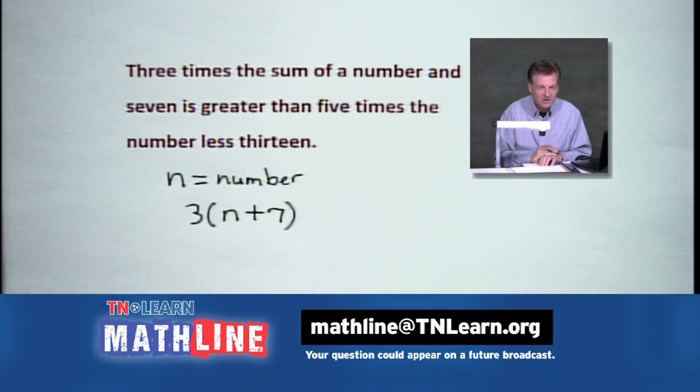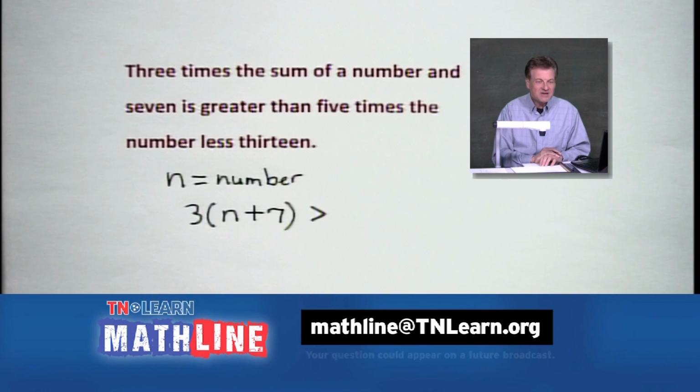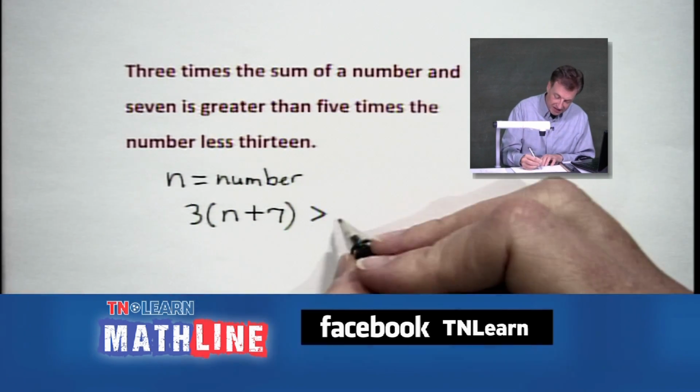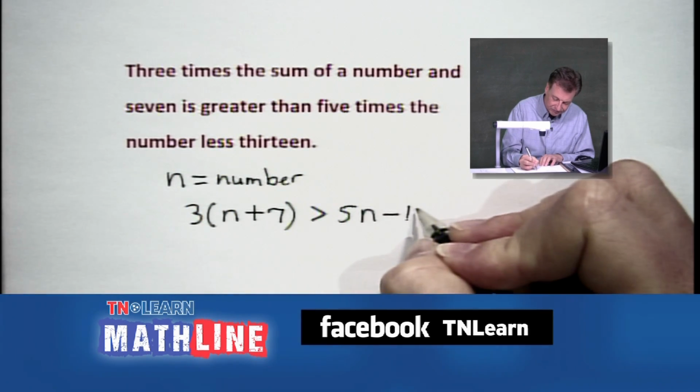That's what we're going to go with, all right? And it says is greater than. That one's straightforward. Do it. Right, there we go. 5 times the number less. There's that thing again. 5 times the number, just minus 13.